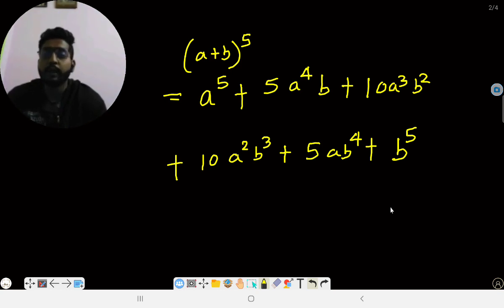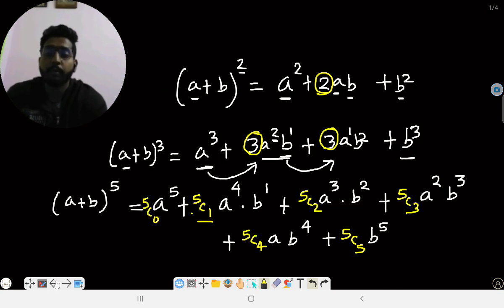In a similar way you can expand a plus b whole to the power 6 or a plus b whole to the power 9, a plus b whole to the power 10 like this. So this is the format. This is the format you have to remember. The format is here, first the power will be decreasing, and for the next one the power will be increasing, and what will be the coefficient? The coefficient will be like this: nc0, nc1, nc2 like this.